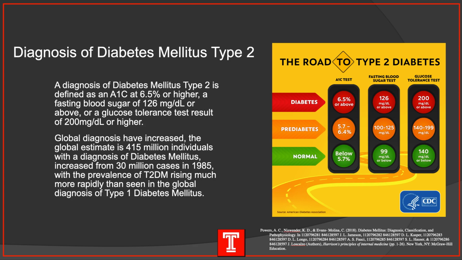Global diagnoses have increased. The global estimate is 415 million individuals with a diagnosis of diabetes mellitus, increased from 30 million cases in 1985, with the prevalence of type 2 diabetes mellitus rising much more rapidly than seen in the global diagnosis of type 1 diabetes mellitus.